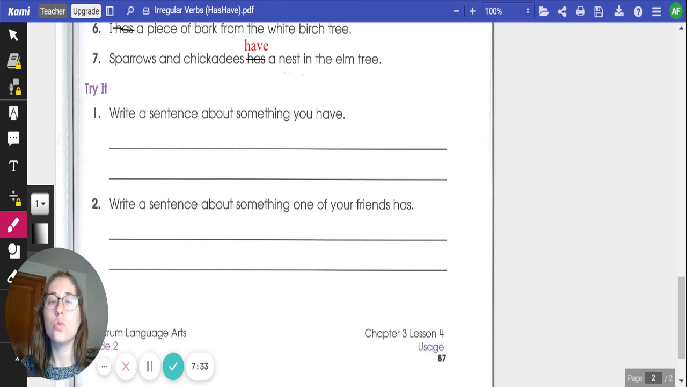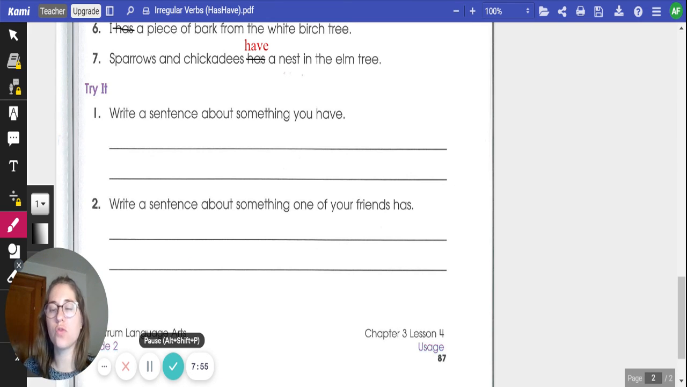Okay. 2 more sentences to write to practice your form of have. Number 1, write a sentence about something that you have. Remember which form of have goes with the subject you. And number 2, write a sentence about something one of your friends has.